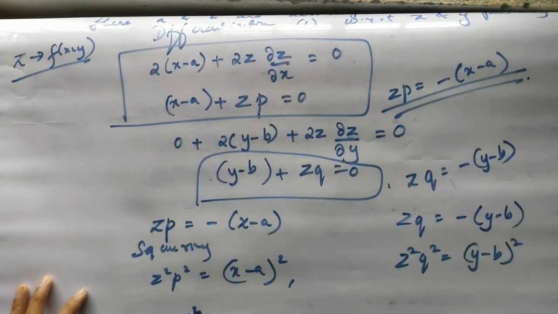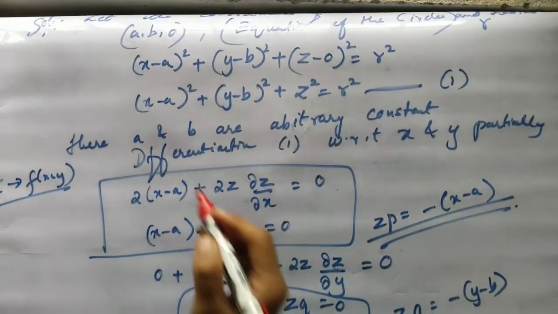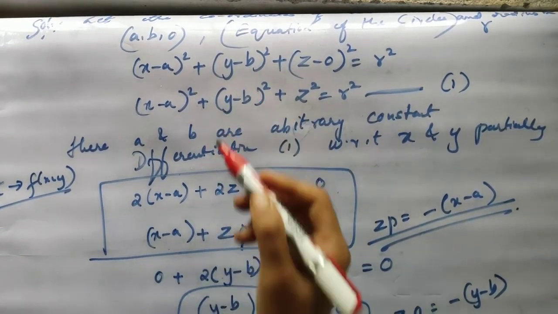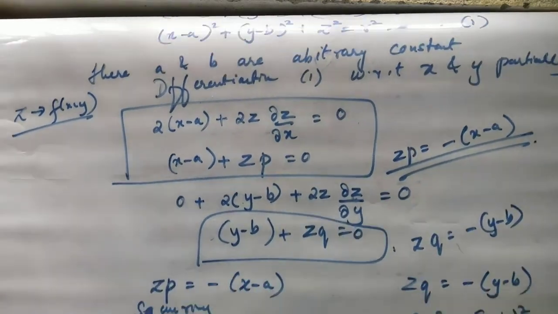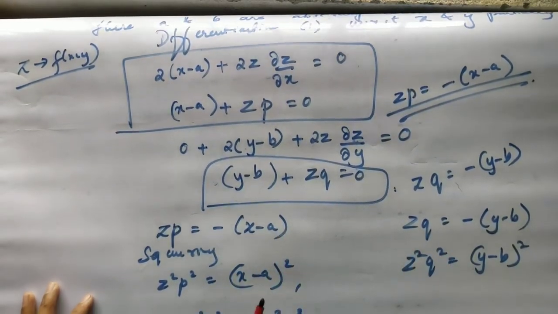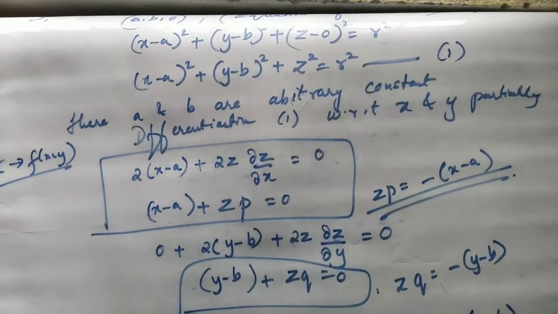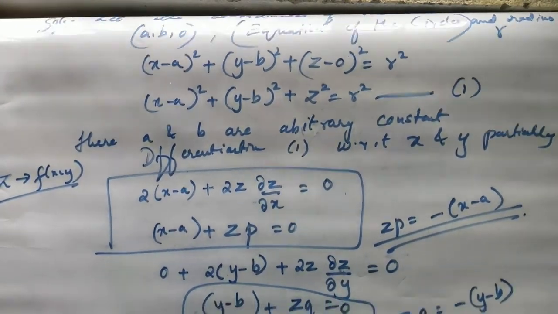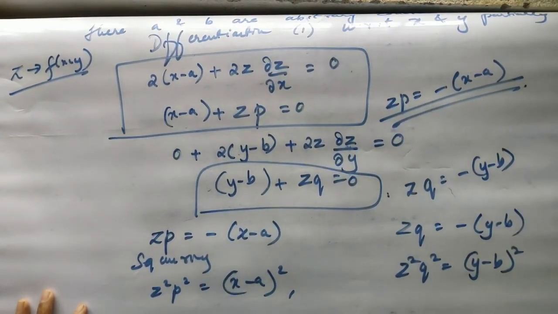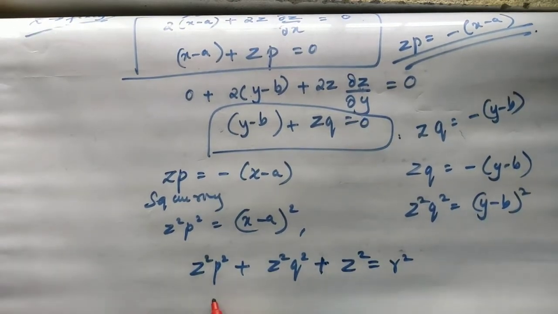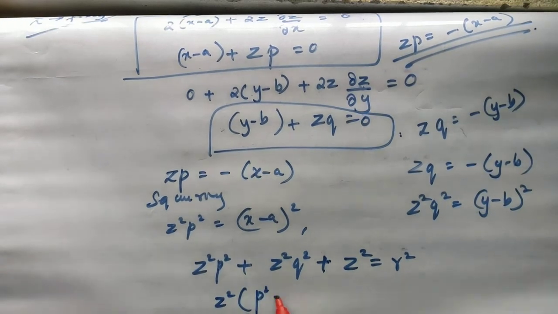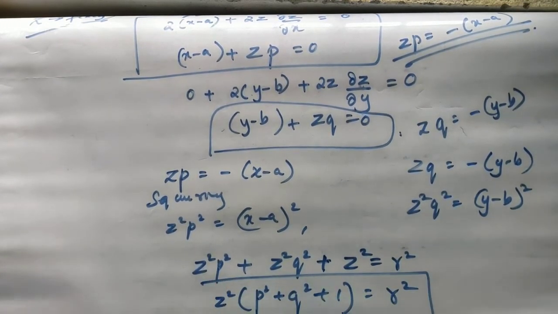So you will have z square p square plus z square q square, because you have this bracket whole square plus this bracket whole square. We had just separated the brackets and written them, so we take their squares so that we can easily separate them. Plus z square is equal to r square. Okay, so you can take z square common, you will have z square times (p square plus q square plus 1) is equal to r square. This is the required PDE of this problem.